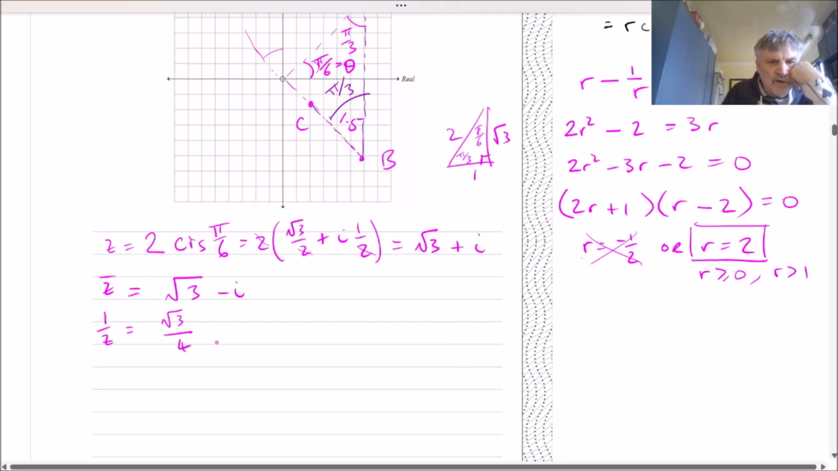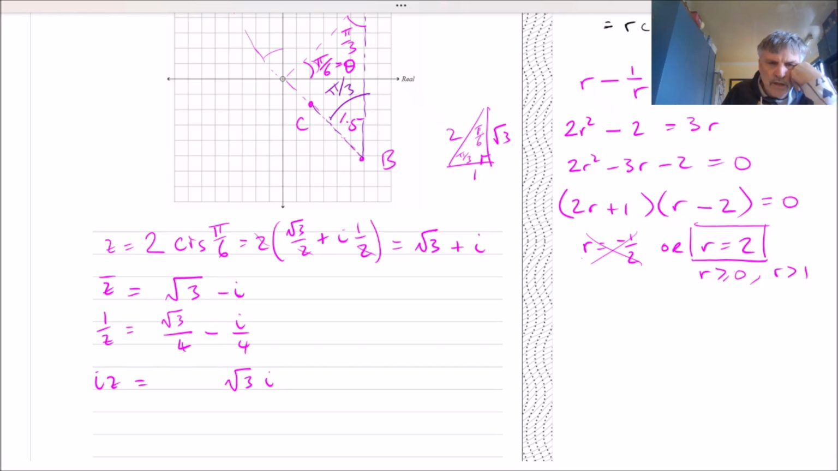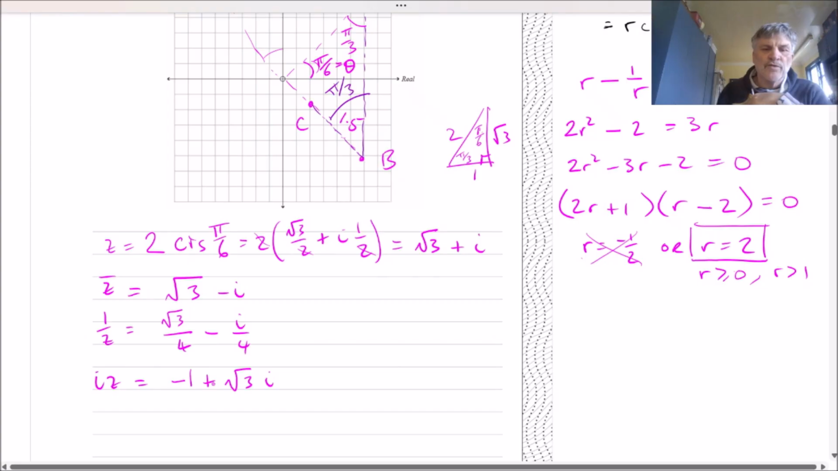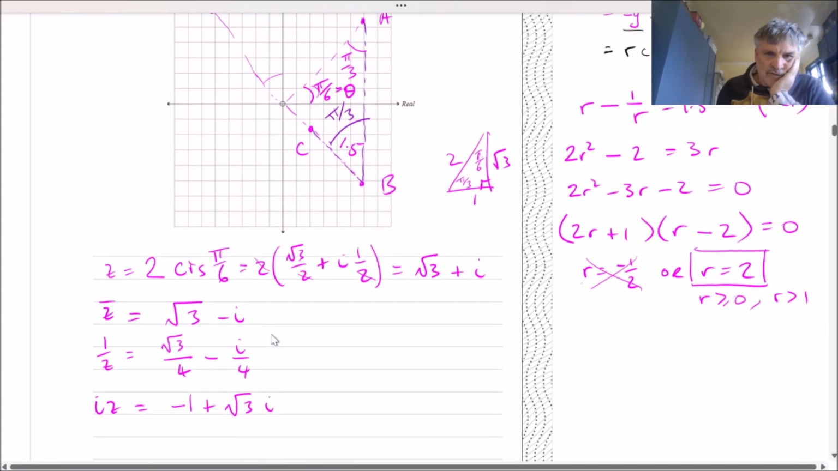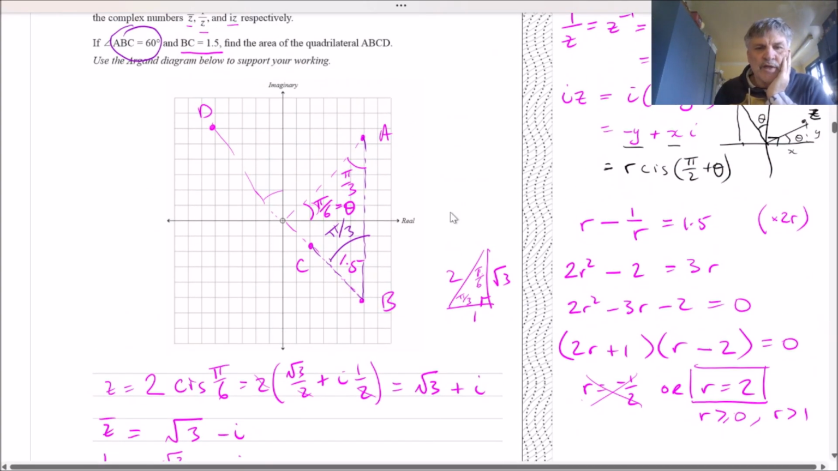So root 3 over 4 minus i over 4, and iZ, just multiply this through by i, we're going to get root 3i. i times i is negative 1. It's this one here, we multiply. Root 3i, i times i is negative 1, so it's negative 1 plus root 3i. So we've got our 4 points, so we now know exactly where these points are.